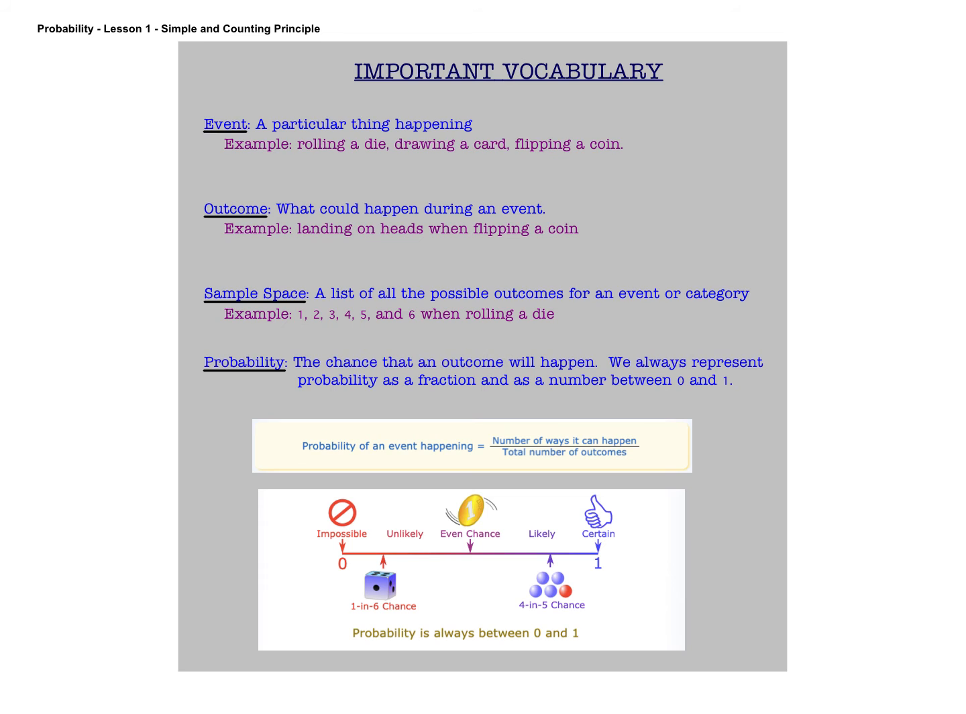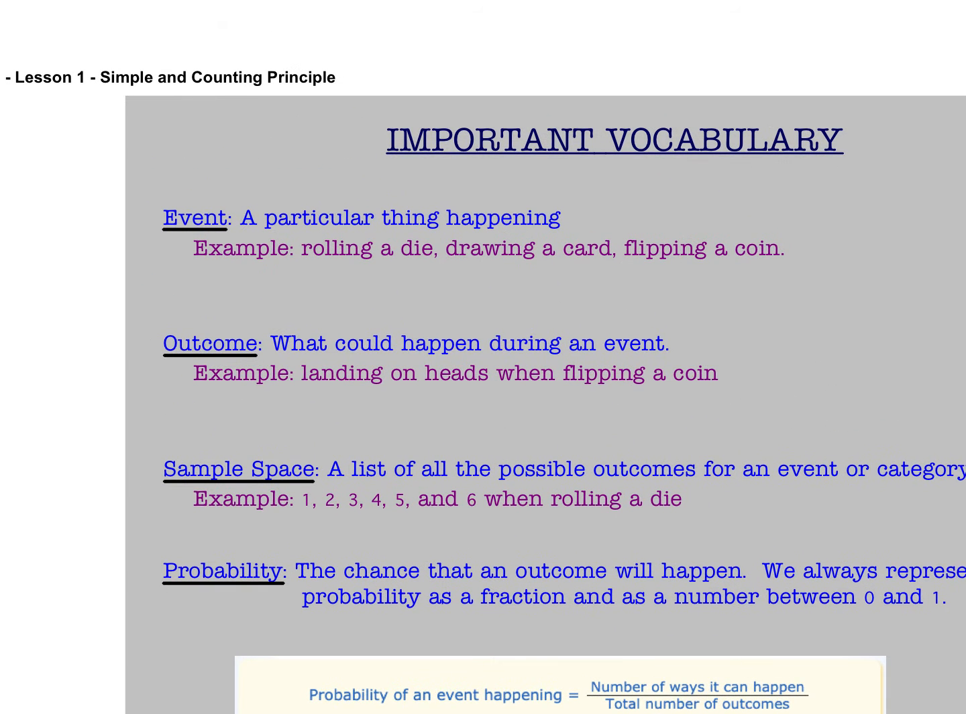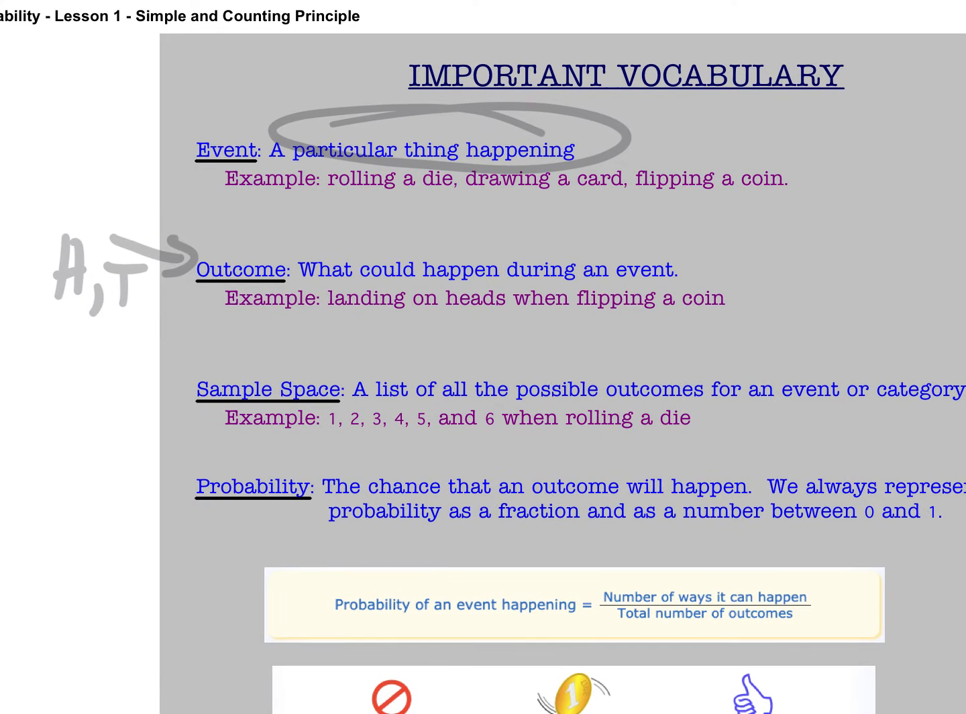So here we go. An event is where, for instance, let's say you flip a coin. This thing happened, and if we flip a coin, we can get two different outcomes. You could either get heads or tails. And if you make a list of them like that, heads and tails, you're making a sample space. The outcome is that it comes out either heads or tails. The sample space is a list of all the possible outcomes.